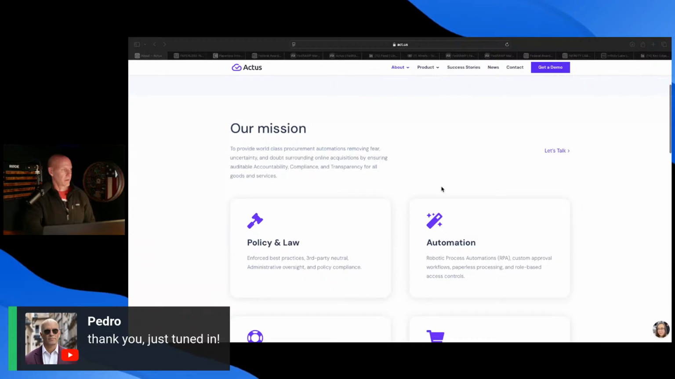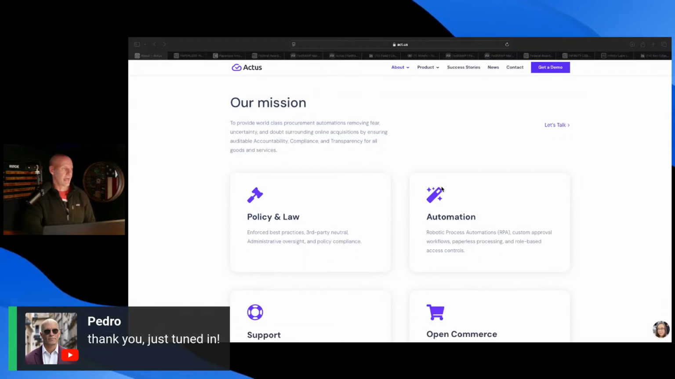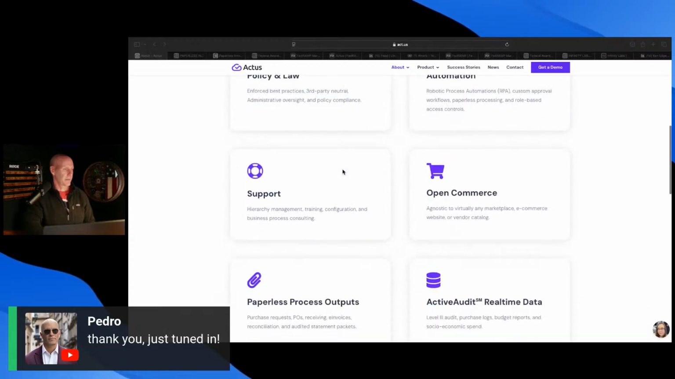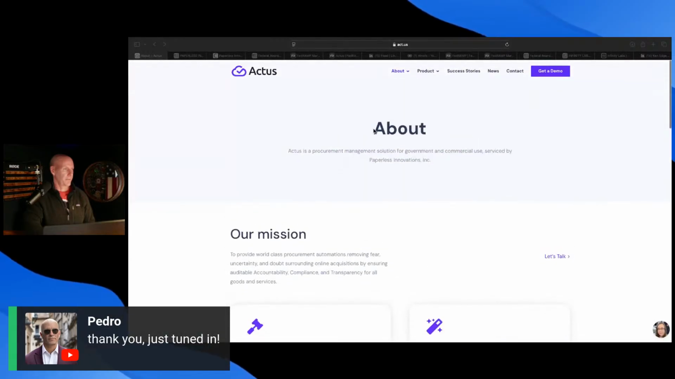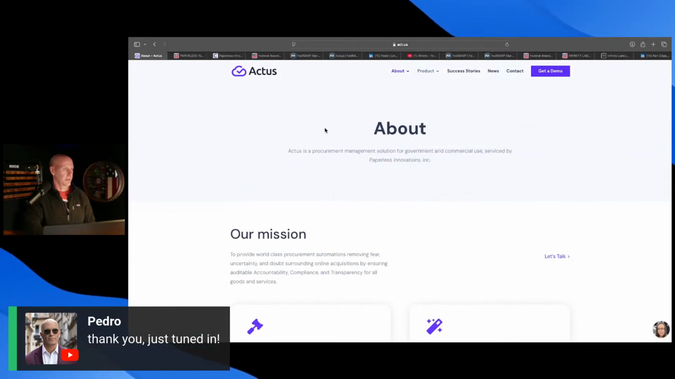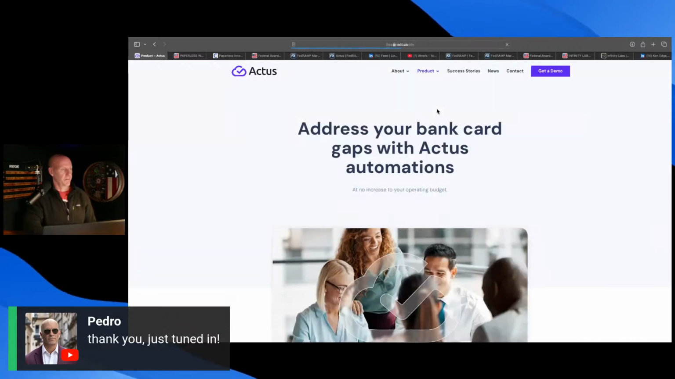So, okay, acquisitions, procurement automations, very specific. I like it. The product, and by the way, Actis is the product, I guess, not the name of the company. The name of the company is Paperless Innovations, Inc. So let's see here, government efficiency. This is something that people often overlook, especially if you've watched a lot of my USA spending.